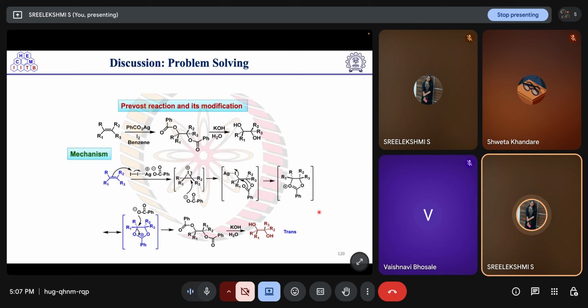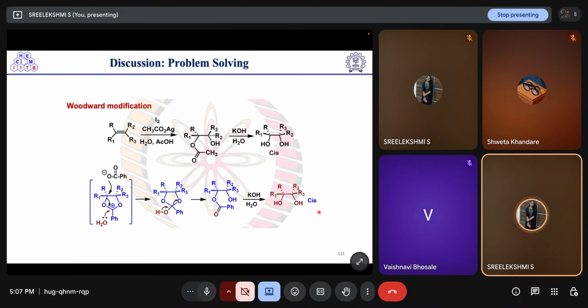So there is a modification to this Prevost reaction. If water is present in the reaction medium, or if we are using water as a reagent in this reaction, instead of forming the trans diol, it will be forming cis diol or syn diol. That modification was done by Woodward, and we call it Woodward's modification of Prevost reaction.